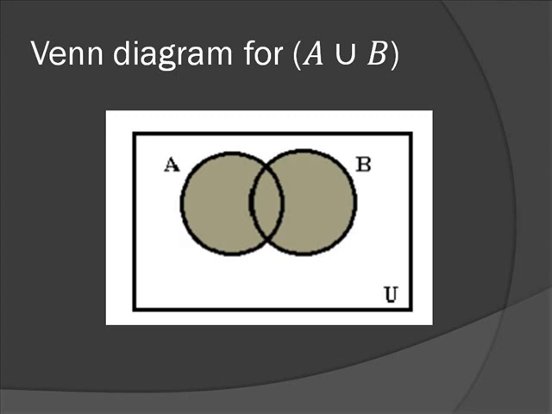So this is the Venn diagram for A union B. We know that union means both. So since this is A union B, we will be shading A and B both. Since this question has a complement in it, we will be drawing a universal set as well.